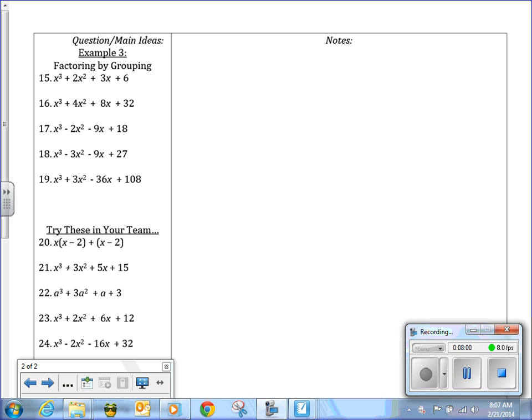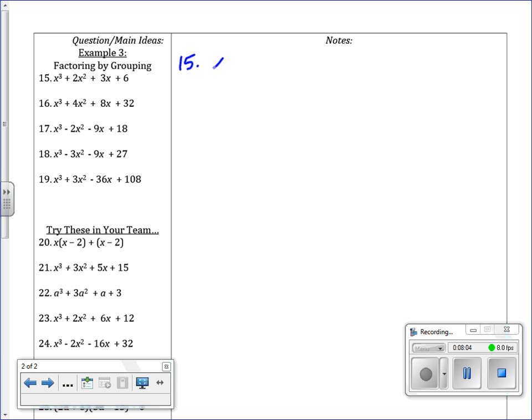So if I have number 15, it's x cubed plus 2x squared plus 3x plus 6. Now it says factoring by grouping. So what that means is I'm going to group x cubed and 2x squared. I'm going to group, remember we have that associative property, it says we can do this, 3x plus 6.